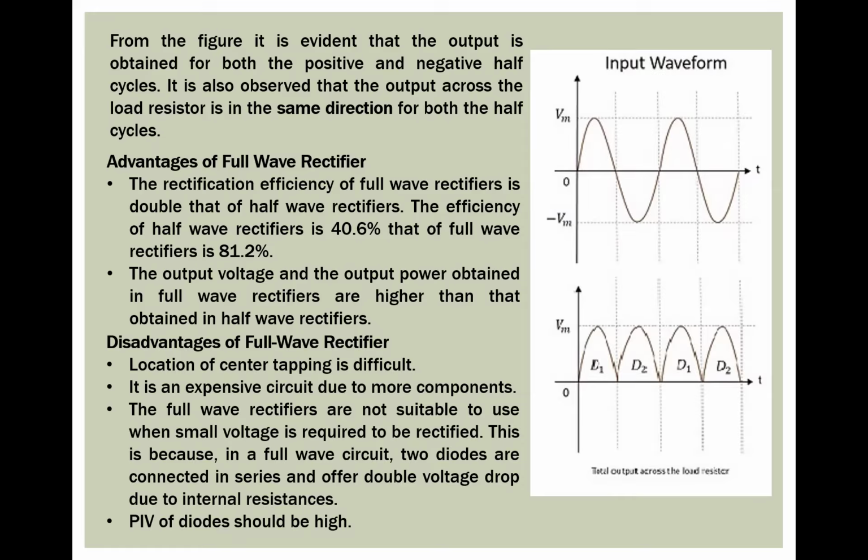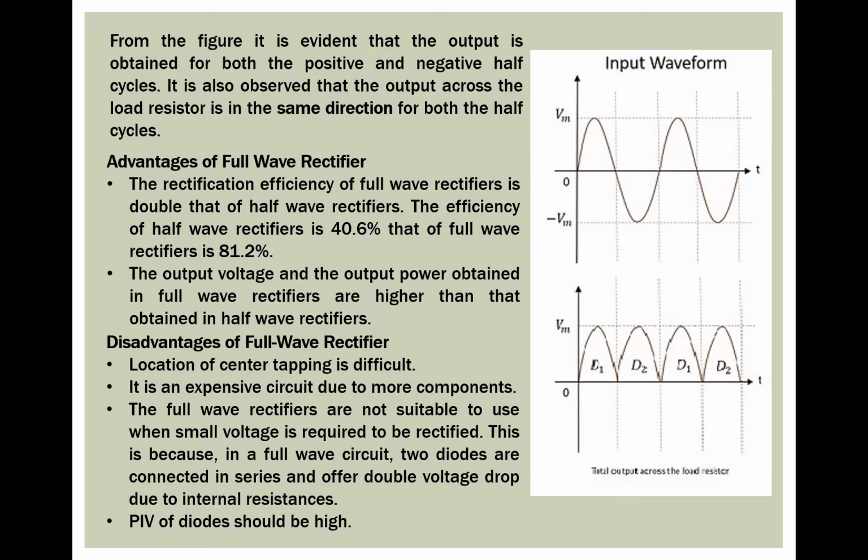Next, coming to the disadvantages. The main disadvantage of using a full wave rectifier is that we are using a center tap transformer. Okay, it is very difficult to connect the center tap transformer. That is the major disadvantage. Next, we are using two diodes, and also the center tap transformer, which may make the device very expensive. Okay, so these are some of the disadvantages of a full wave rectifier.